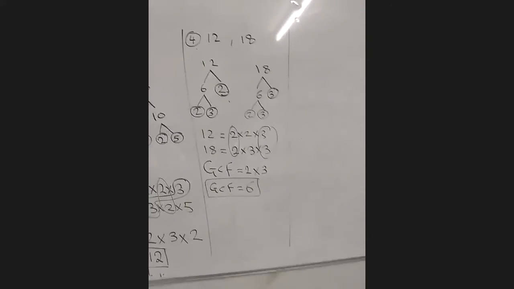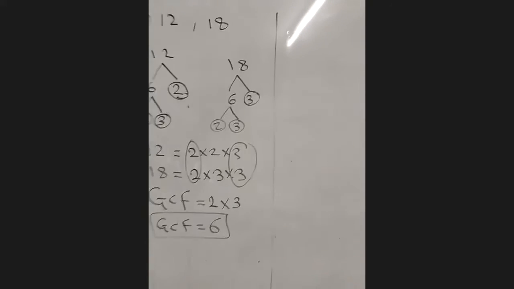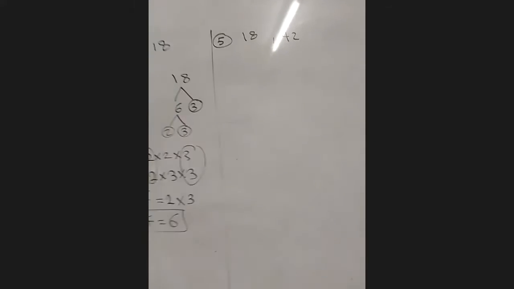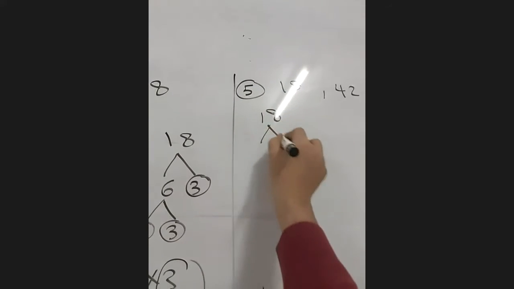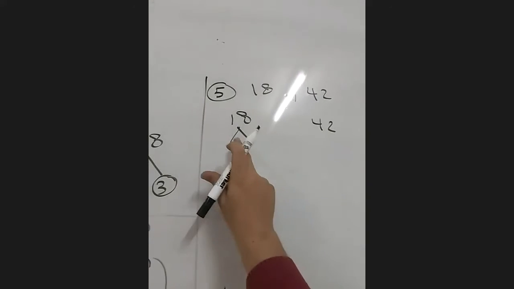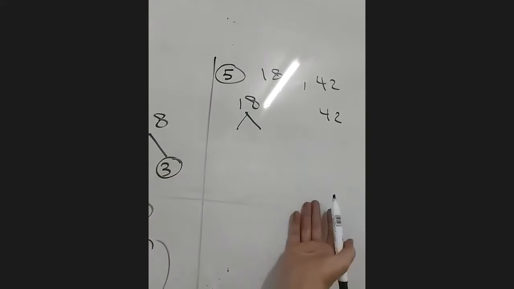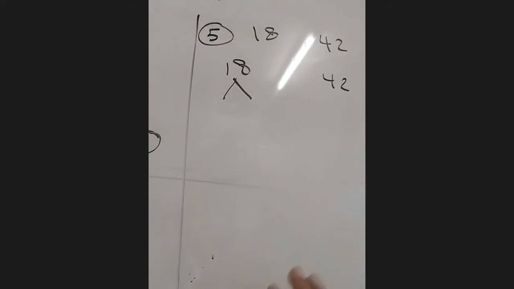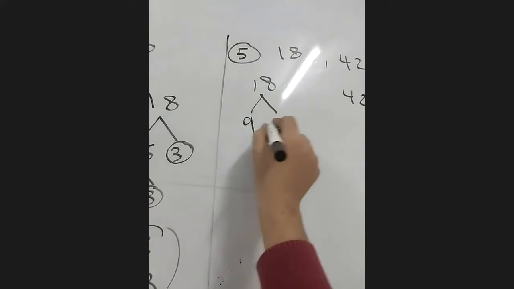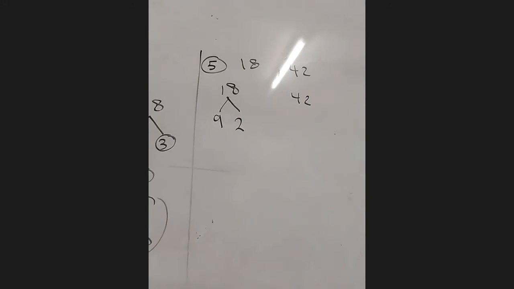Abdullah, quickly. Question 5. 18 and 42. What's for the 18? 9 and 2. 18 is what? 9 and 2. Then the 9.